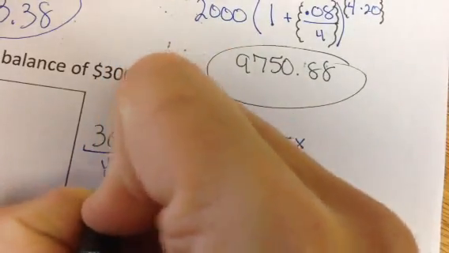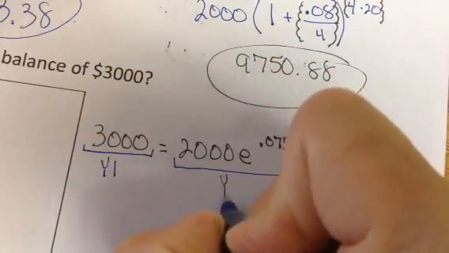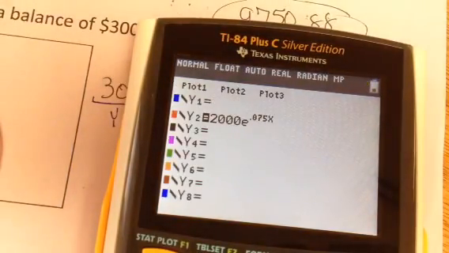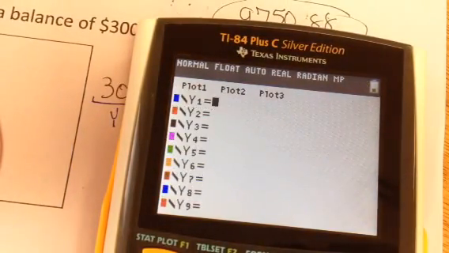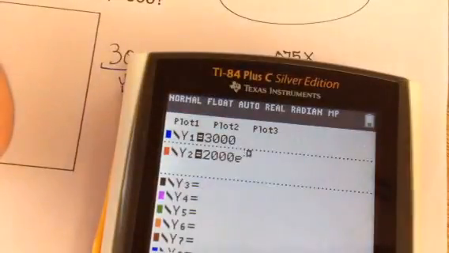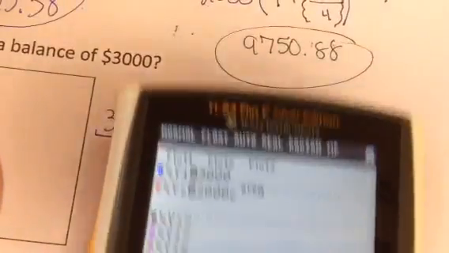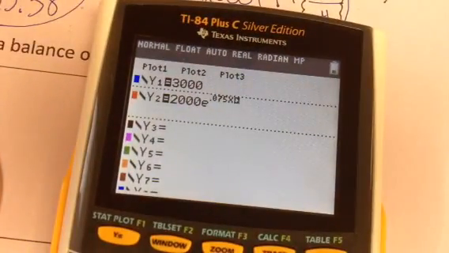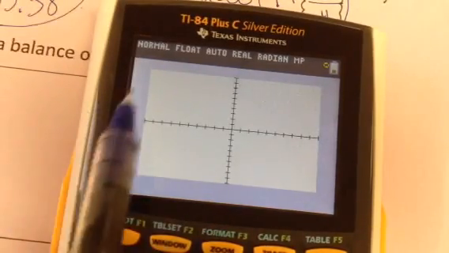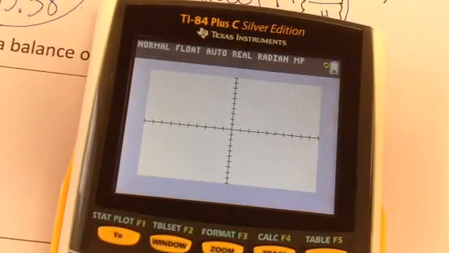So this is going to be y1. That whole side's going to be y2. So go to your y equals button. 3,000. And then 2,000, get your e, second ln. And then 0.075. And don't forget the x. I had a lot of students yesterday forgetting the x. So start with zoom 6, standard window. This isn't going to fit in a standard window, but you should always start there.